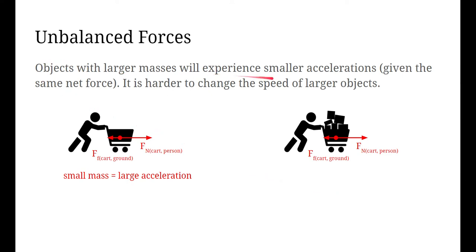Objects with larger masses will experience smaller accelerations given the same net force. So here you can see that the net force acting on this cart is the same as the net force acting on that cart, that these forces are the same amount larger than the friction forces. But since this cart has a smaller mass, it has a larger acceleration. Whereas this cart, because it's so full, has a larger mass and therefore a smaller acceleration.